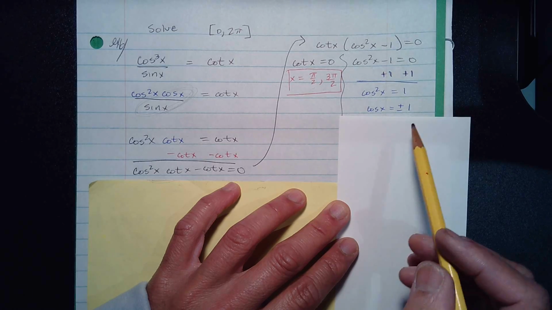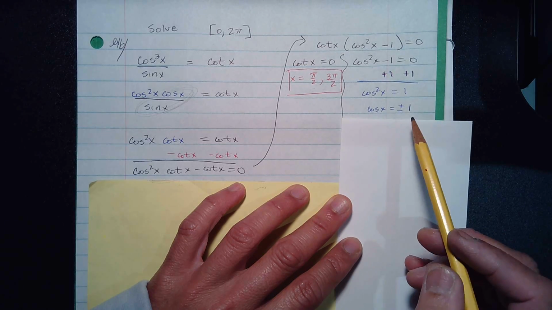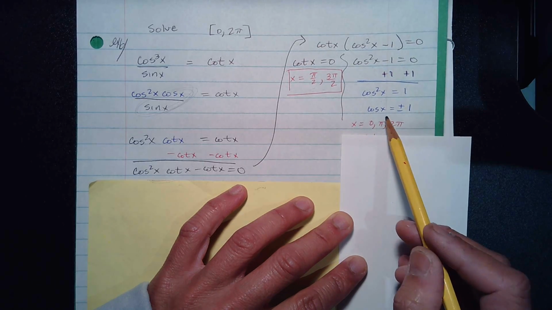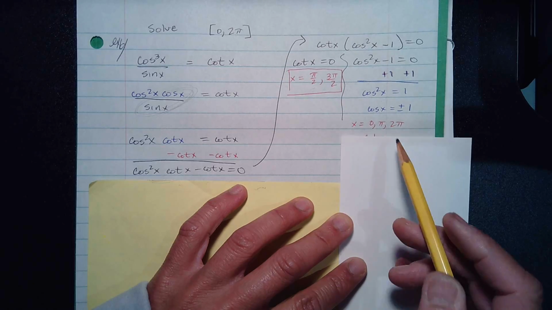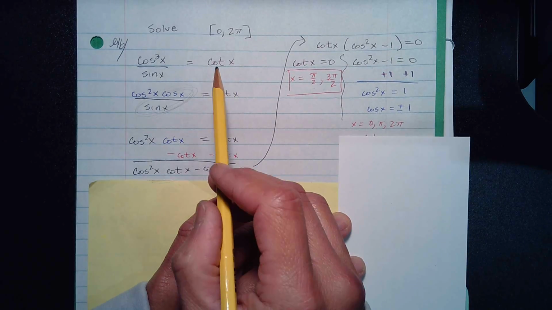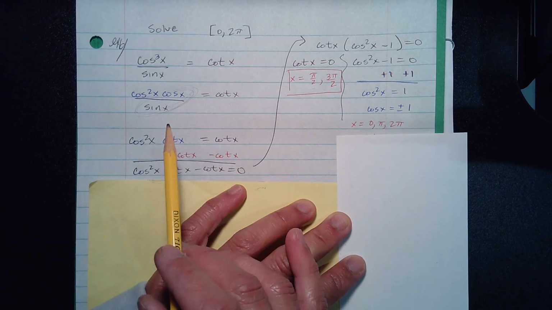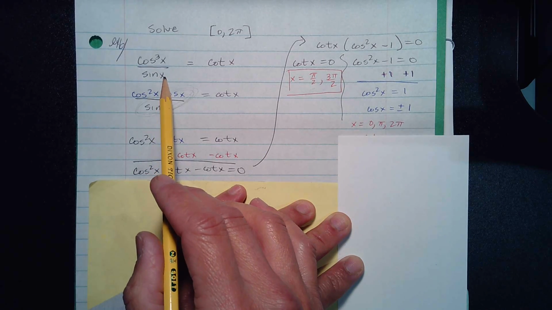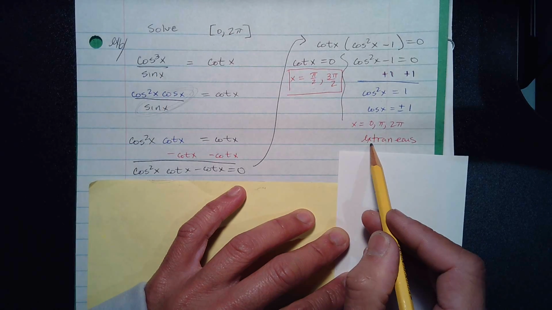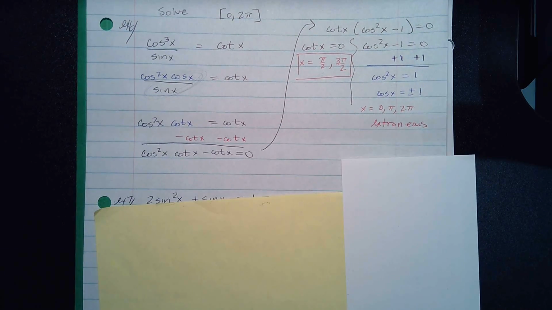So for cosine x, cosine of what angle gets you positive 1? It's going to be 0 and 2 pi. And cosine of pi will get us negative 1. But when I substitute these numbers back into x, cotangent of 0, if you check, is undefined. Cotangent of pi is undefined. If I put a 0 here, sine of 0 is also undefined. So these are called extraneous solutions. If you substitute these values in, they will not work for both sides of the equal sign.